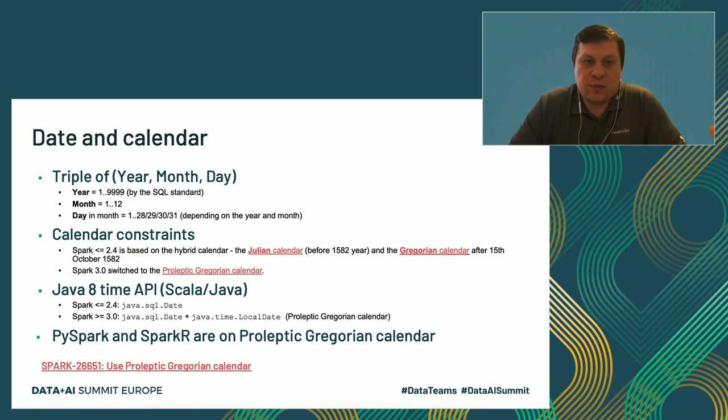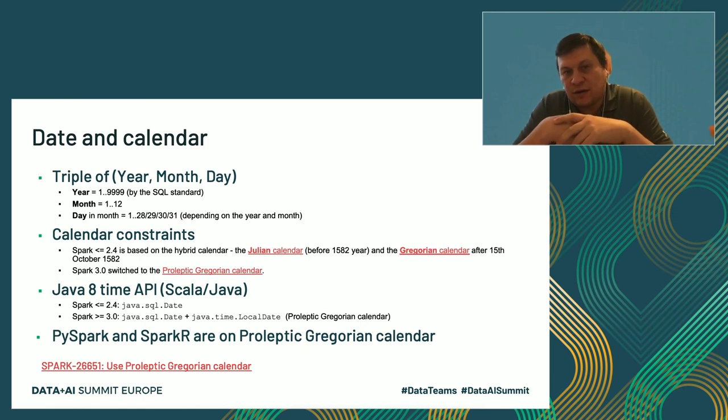For example, in Spark before version 3, up to version 2.4, internally Spark used a hybrid calendar, which is actually the Julian calendar before the year 1582, plus the Gregorian calendar. So some kind of combination of two calendars. Starting from version 3, Spark switched to the proleptic Gregorian calendar. As we were speaking about constraints, it impacts the constraints because some dates exist in one calendar. For example, some dates in the Julian calendar don't exist in the proleptic Gregorian calendar, and some dates in the Gregorian calendar don't exist in the Julian calendar. We will speak about this on the next slides.